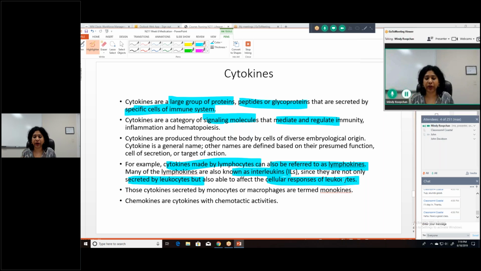This is just a little bit of background about what they do. I do not believe you're going to be tested on what is a cytokine, what is an interleukin. I don't think you're going to be tested on that. I just want you guys to be aware of how they work and what they do in the body. So these are secreted by monocytes and macrophages. They're called monokines. And chemokines, they are cytokines with chemotactic activities.